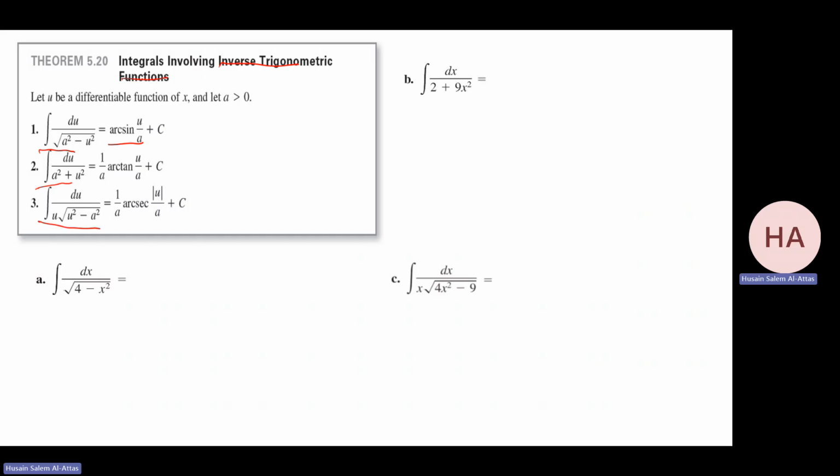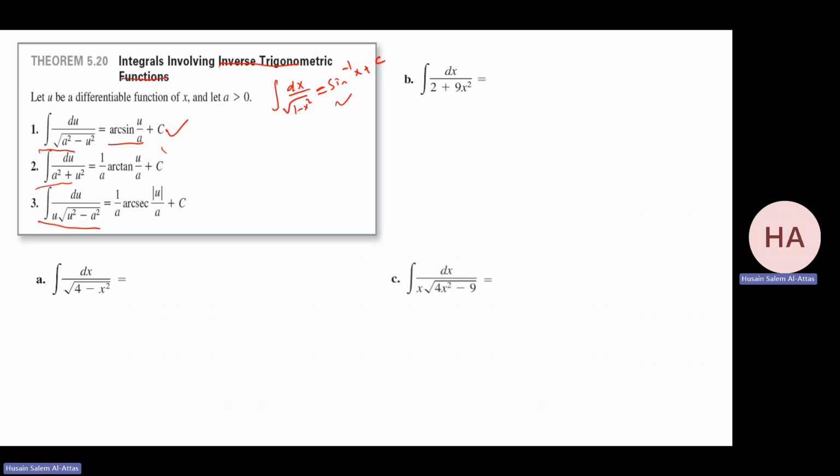Actually, to do that, we know that the integral of dx over the square root of 1 minus x squared is sine inverse x plus c. Using some substitution, we can get this one. Okay, so let me just apply the rule.